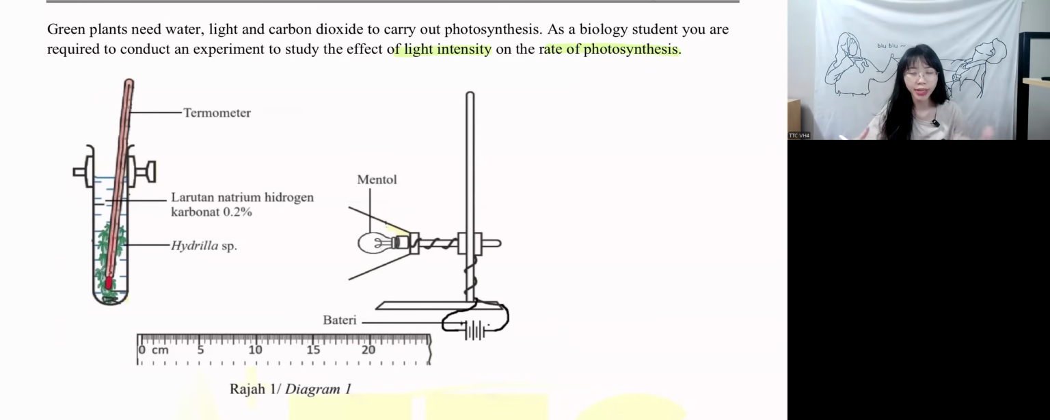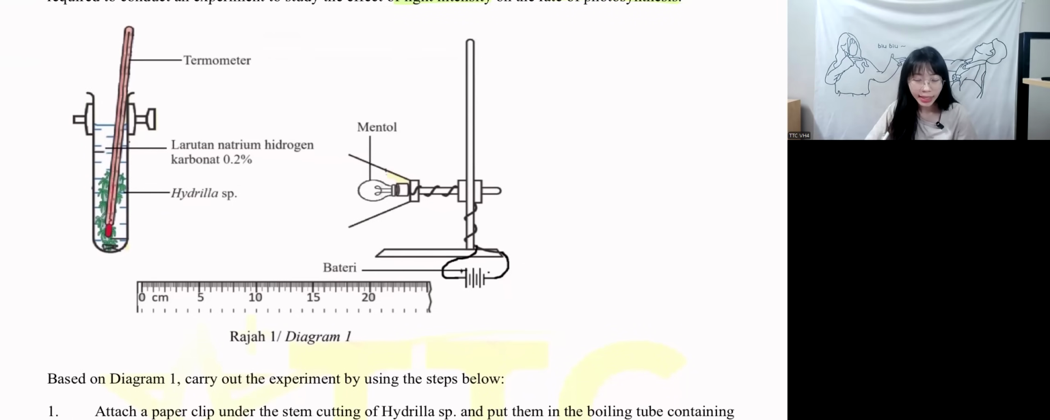Usually in the question, you can find your MV and RV, usually your manipulated variable and responding variable. Light intensity is your manipulated variable. Rate of photosynthesis is your responding variable. Okay, this is your setup.